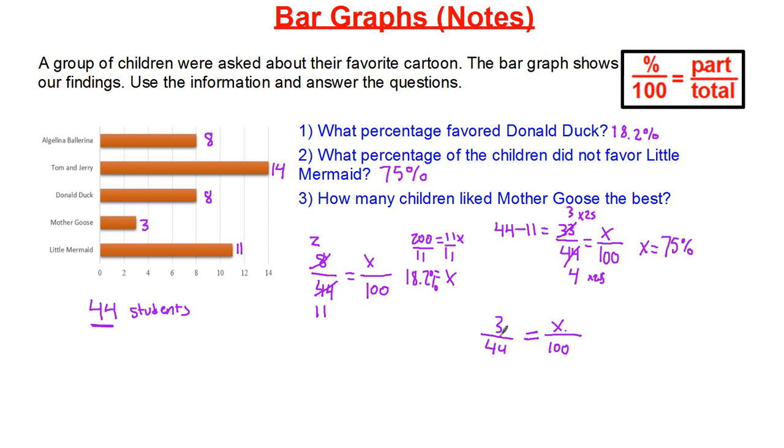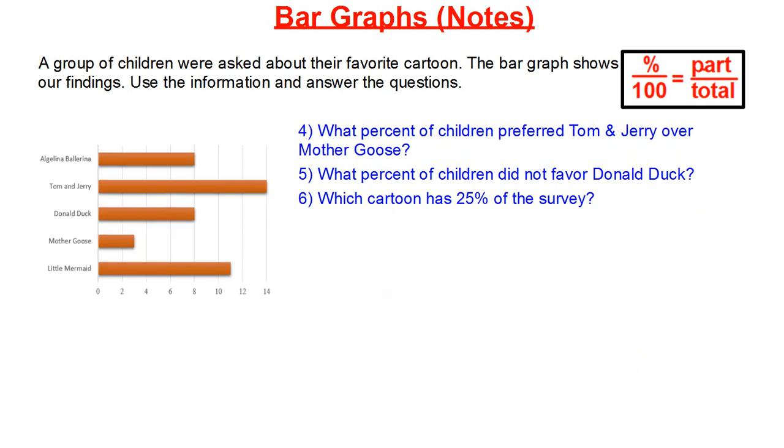3 out of 44, I can't really do anything with that, so I'm just going to go ahead and start to cross multiply. 100 times 3 is going to be equal to 300. That's going to be equal to 44X. So divide by 44 and divide by 44. In this case, X is going to be equal to about 6.8, about 6.8%. Okay? And that's basically it, y'all. I'm going to show you some more variations of the type of questions that can be asked, and then we'll go over some dot plots.